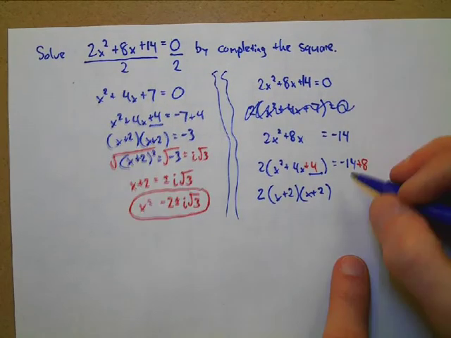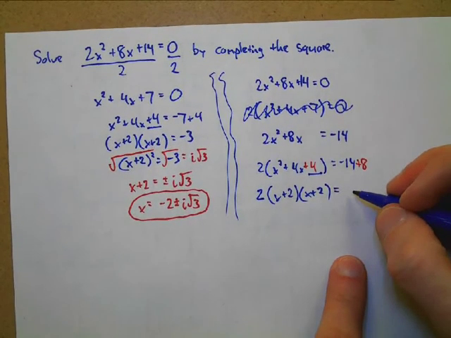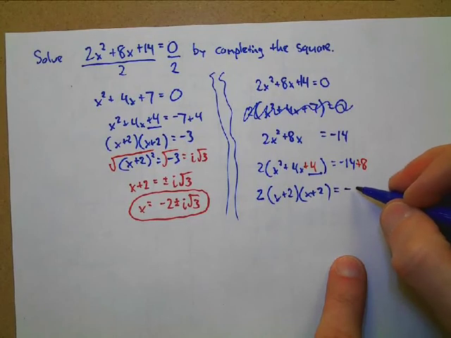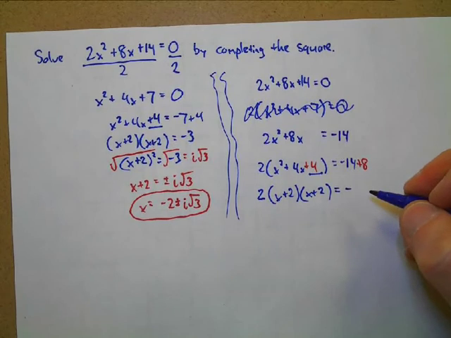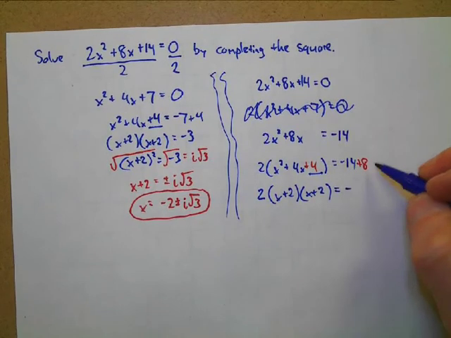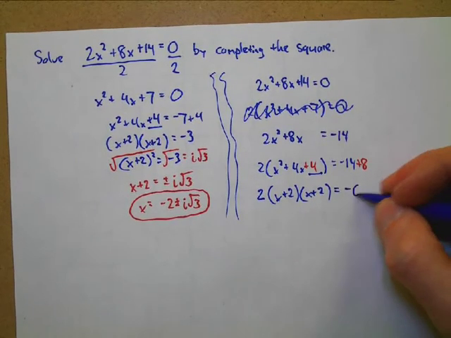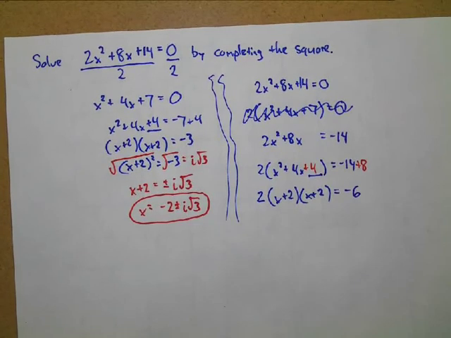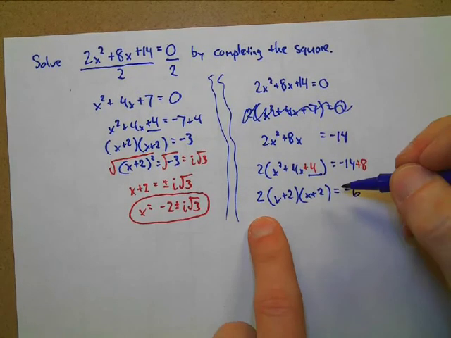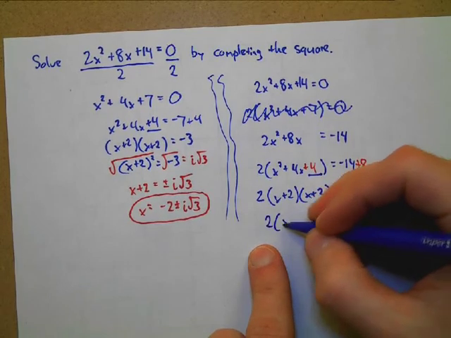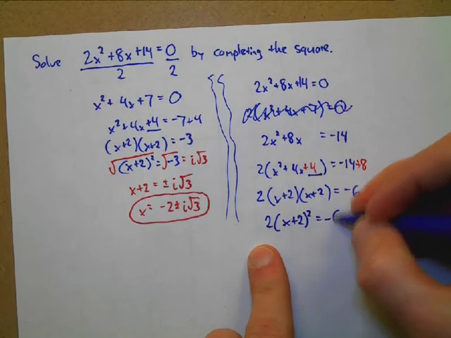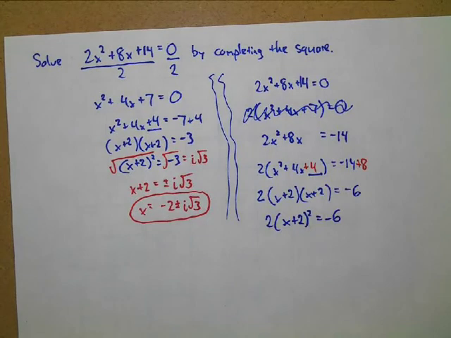And you'll see that negative 14 plus 8, what do we get? What did I mess up? I feel like I messed up something. I'm adding 8. Negative 14 plus 8 should give us negative 6. Oh, I didn't miswrite the problem. Right. And then we would have 2 times the quantity x plus 2 squared equals negative 6. There we go.